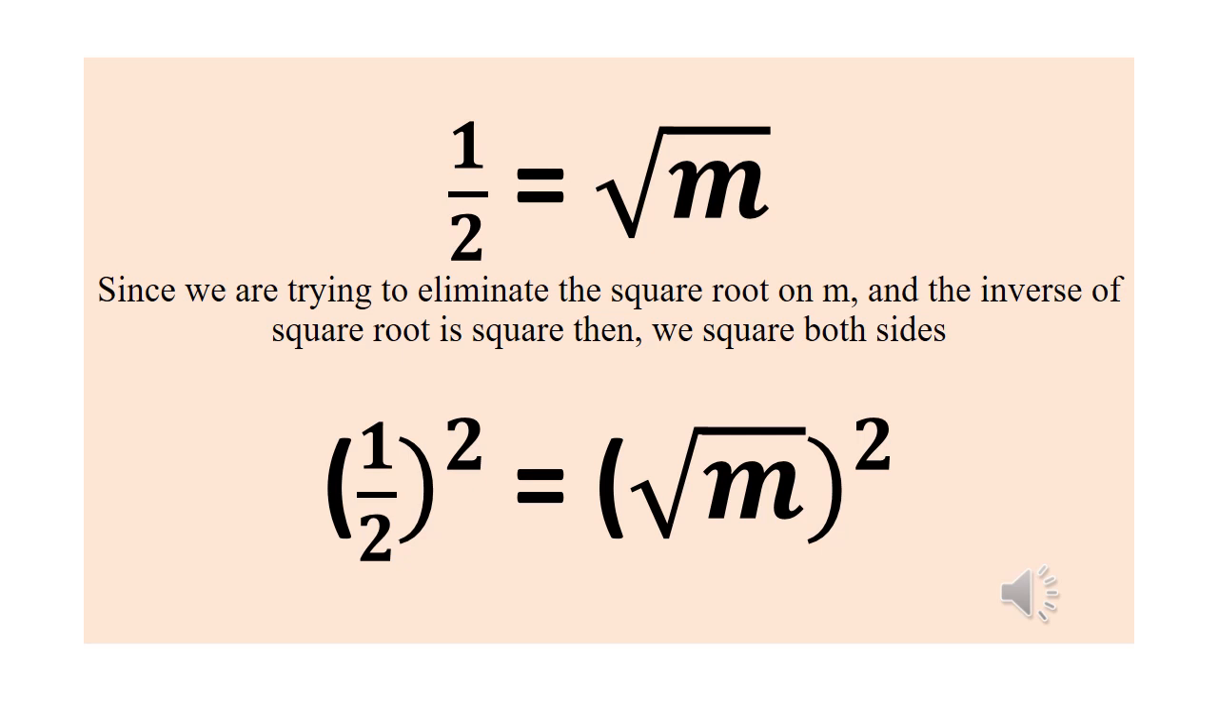So it means we can now try to eliminate the square root on m, and the inverse of square root is square, so we can square both sides. If we square both sides, we have open bracket 1 over 2 close bracket squared equals open bracket square root of m close bracket squared.